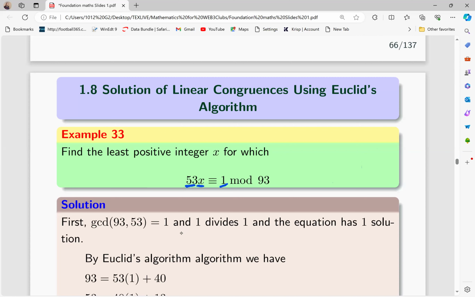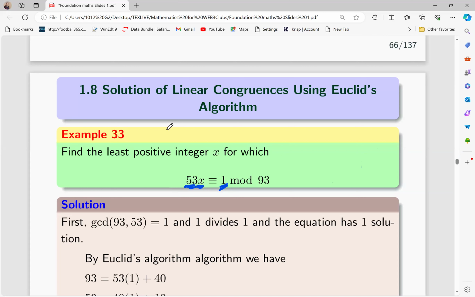Because what I'm seeing are two numbers on the left side which are multiplied to give us 1. And I know that the only time you get a product of 1 is when two numbers which are inverses of each other are multiplied. It means this x must be the inverse of 53. So that is one way I can interpret this.